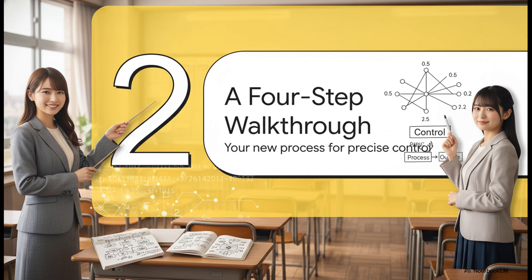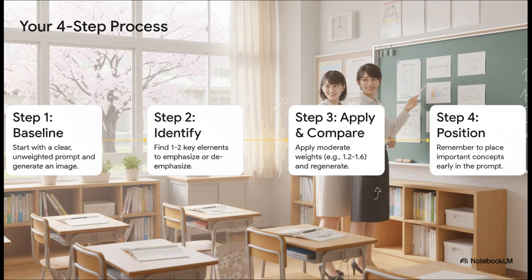So, how do we actually put this to work? It's not about just throwing random numbers in there and hoping for the best. There's a really simple, really effective process. Let's walk through it step by step. First, and this is key, always start with a good basic prompt. Get your baseline image. Then look at it and decide what needs a boost and what needs to be a little quieter. Apply a moderate weight, don't go crazy, and see what you get.